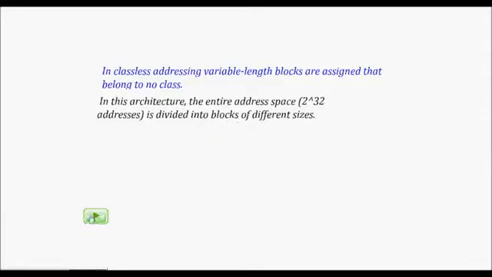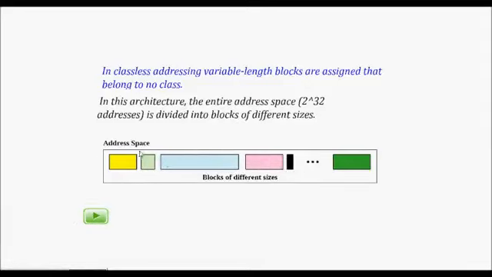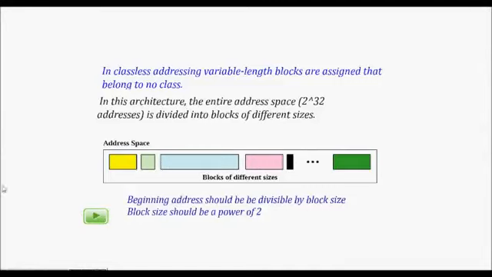This figure just tells that your sizes can be different, but there are two restrictions. What are they? The beginning address should be divisible by the block size. A block has a starting address and an end address. And the block size should be a power of 2. These two restrictions should be there, and that is important.